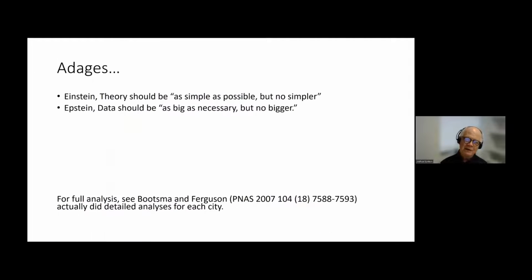So, again, Einstein said theory should be as simple as possible, but no simpler. My adage is, data should be as big as necessary, but no bigger. But obviously, we're also empirical scientists. And if you want a full analysis, city by city, Neil Ferguson and Bootsma did a beautiful one in PNAS, where they did detailed analyses for each city. And this is very much the mechanism that was at play.